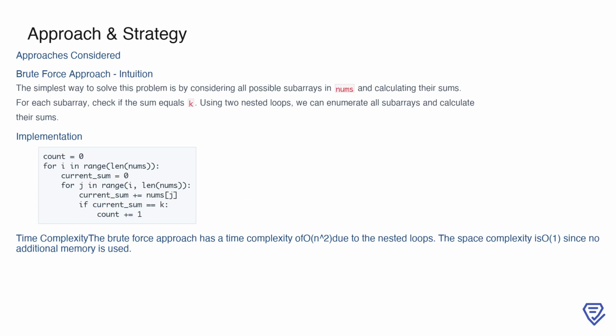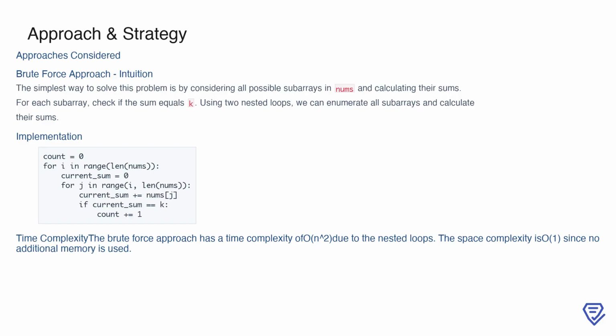To tackle the problem of finding subarrays whose sum equals a given value k, we can start with the most straightforward approach, the brute force method. The intuition here is simple: enumerate all possible subarrays in the array nums and calculate their sums one by one. For each subarray, we check if the sum equals k. This can be implemented using two nested loops, where the outer loop fixes the starting point of the subarray, and the inner loop extends the subarray to include additional elements. Each time we calculate the sum, we verify if it matches k and increment our count accordingly.